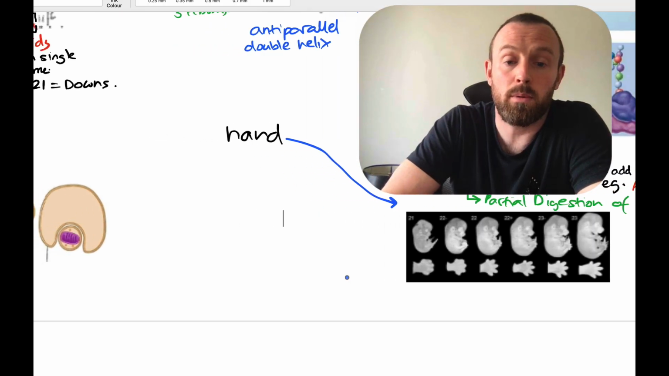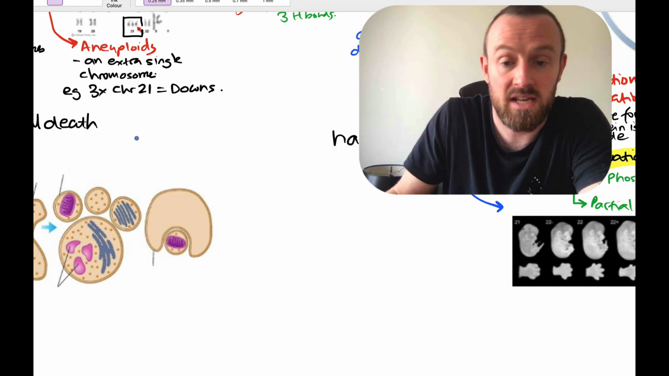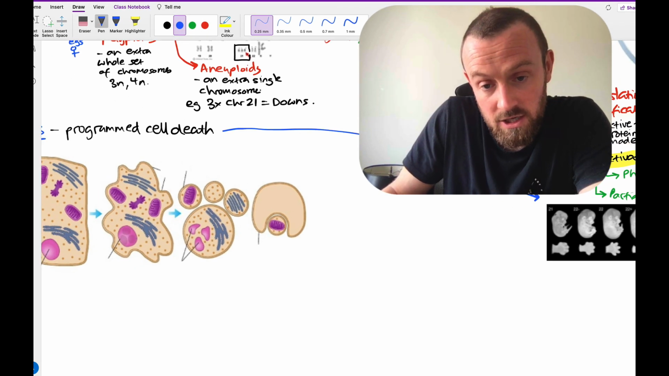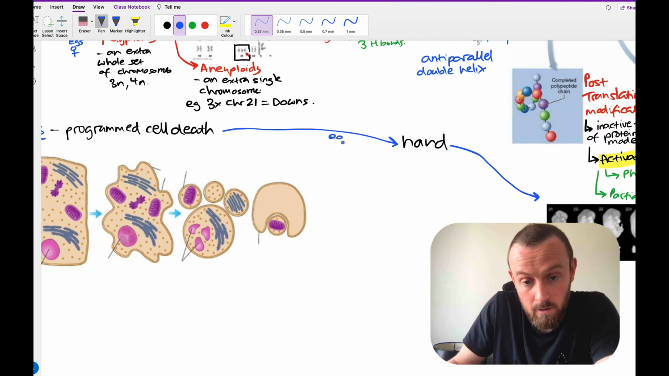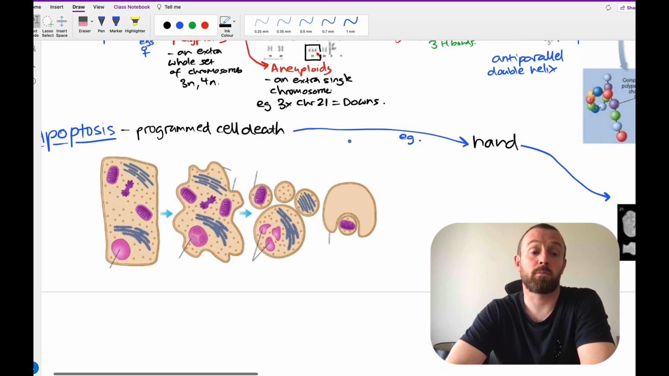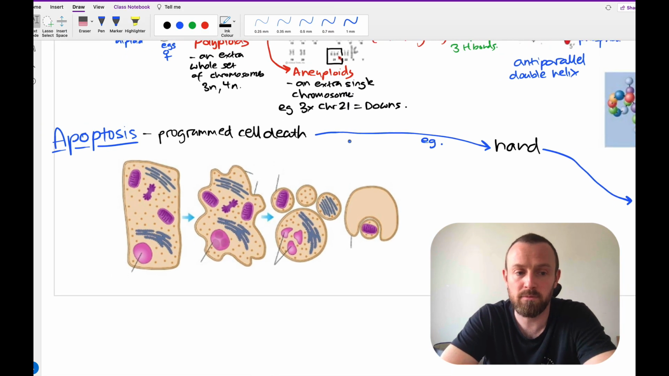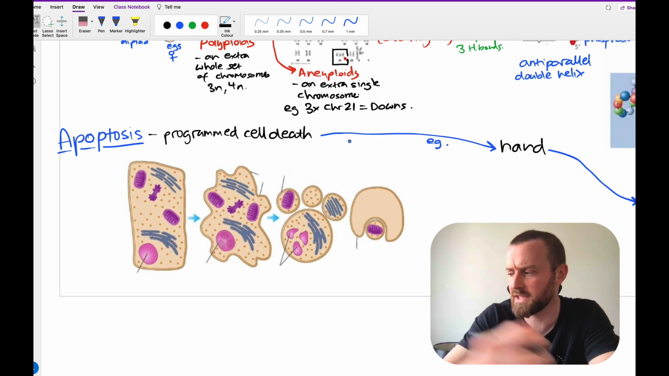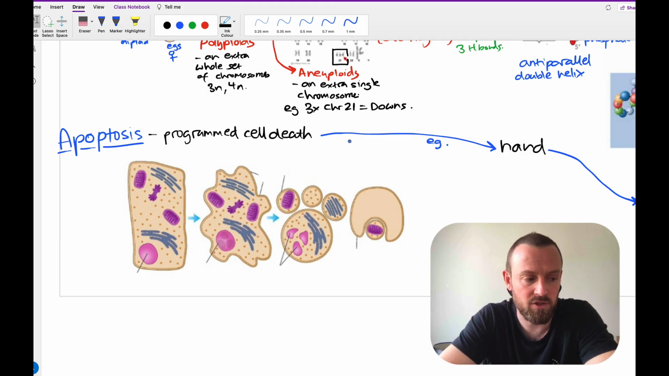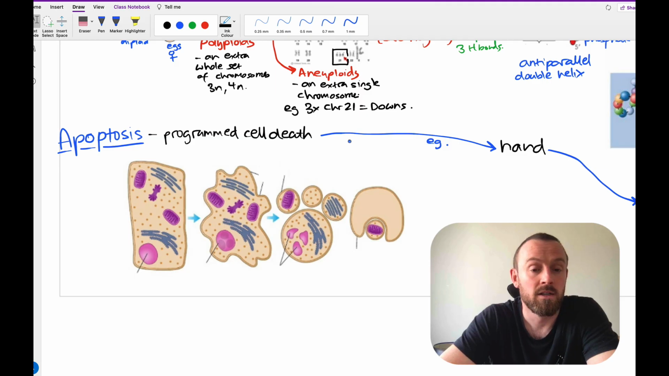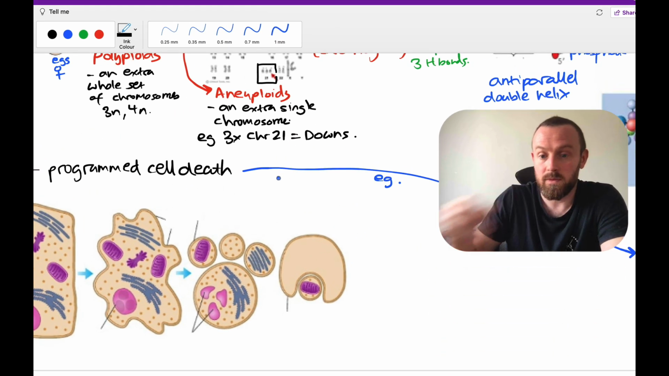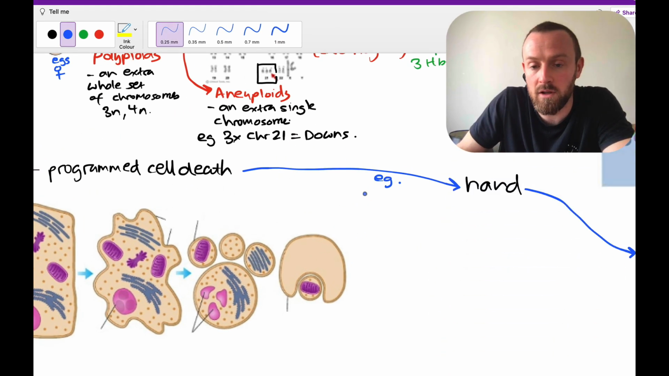So this is an example of where apoptosis is needed. I'll just put that over here, e.g. hand. But there are lots of other places where apoptosis needs to happen. For example, when I was at university, in my 4th year, I did research into programmed cell death in the brain. I was looking at all the signals that went on in these brain cells to cause them to die. Basically this was for the correct development of the brain. So apoptosis is programmed cell death, e.g. development, I'll put over here.